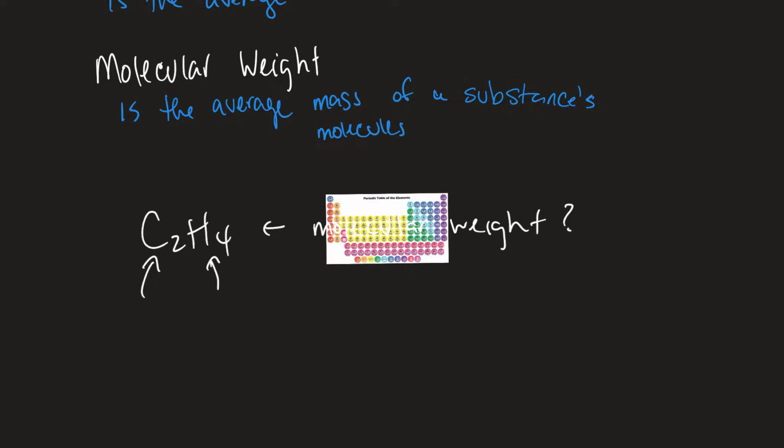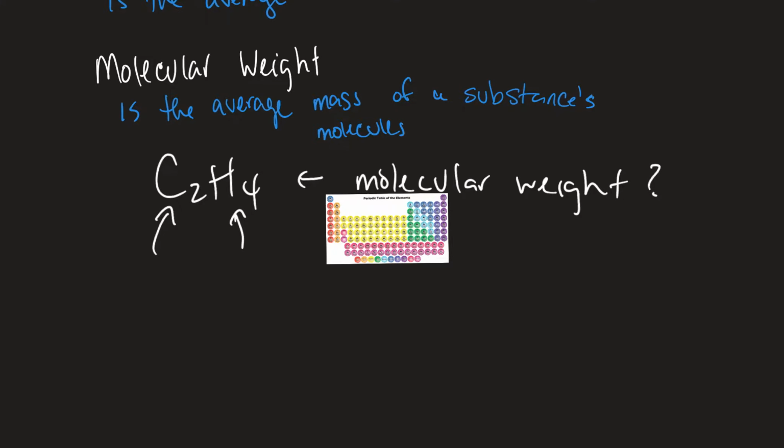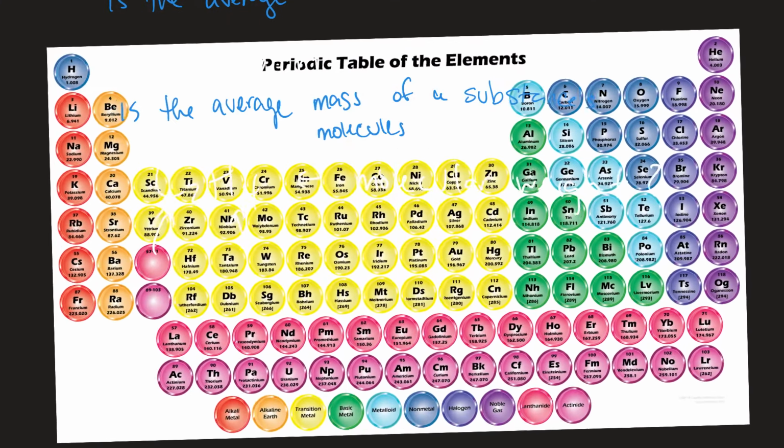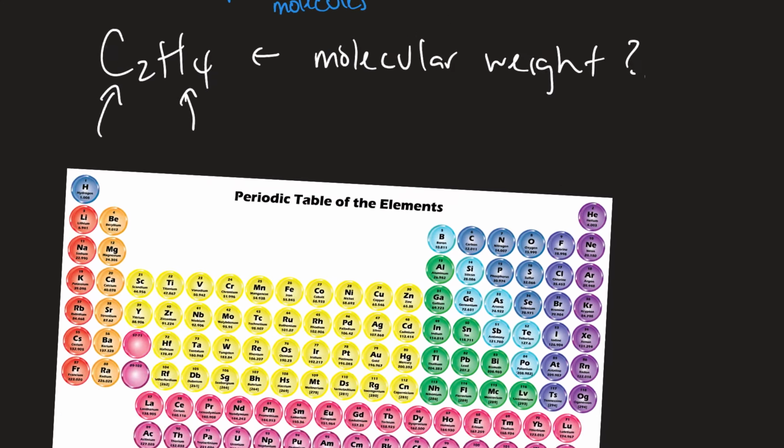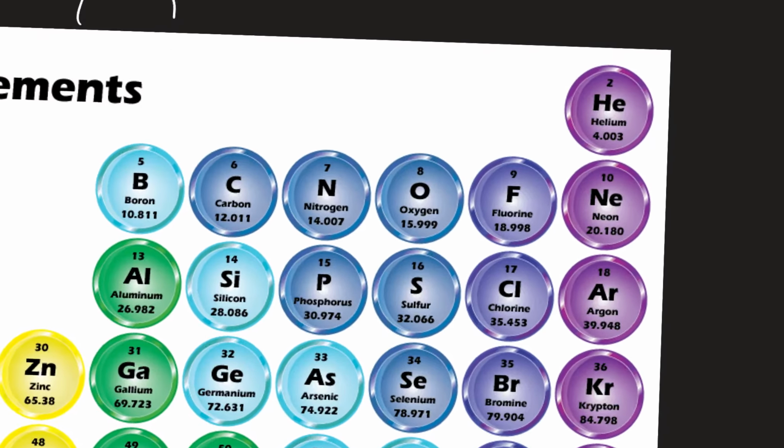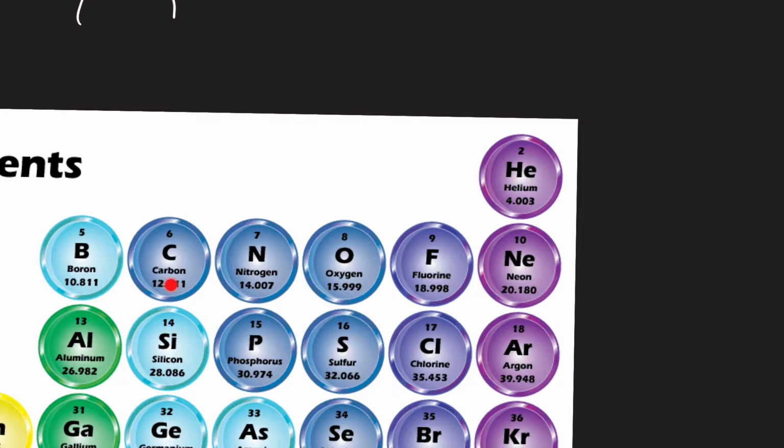Here's our periodic table, and now we're going to look at the atomic weight for carbon. If we look here, we see that the atomic weight of carbon is 12.011. Let's go back to the C2H4. The carbon atomic weight is 12.011, and this is measured in AMU, atomic mass units. So this is the unit for these atoms.